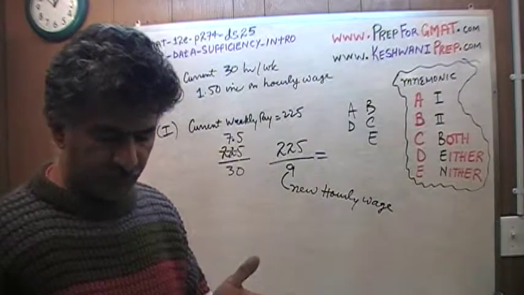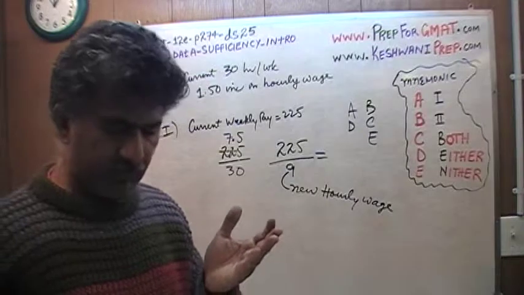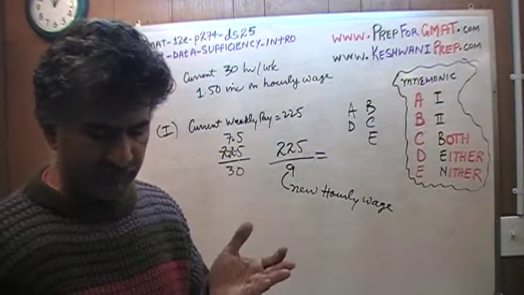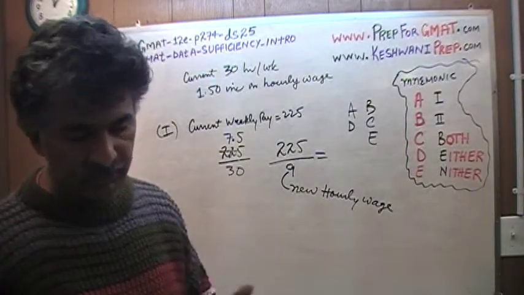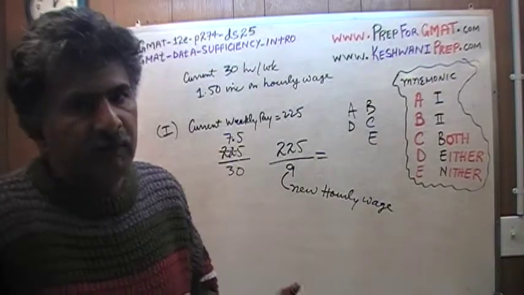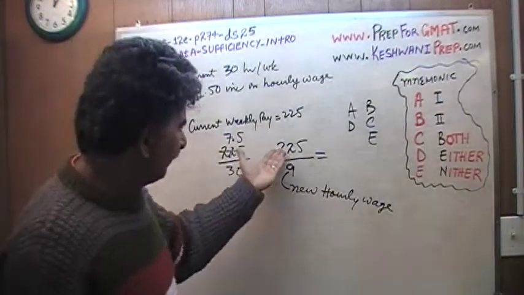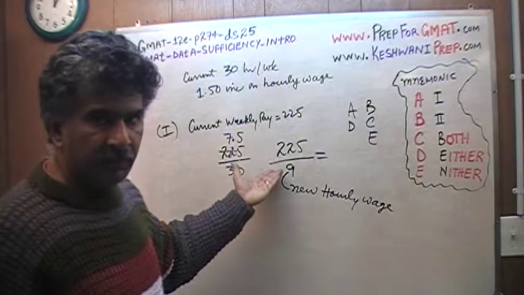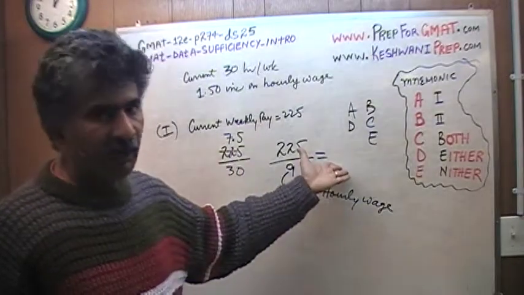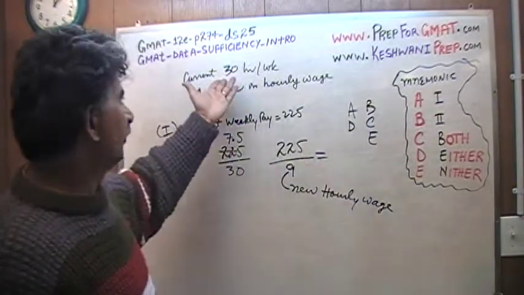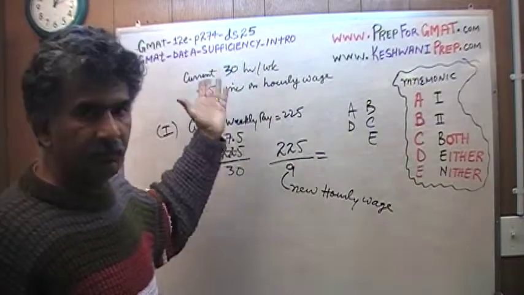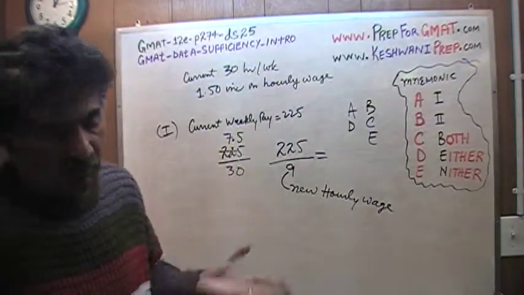How many fewer hours does she need to work per week and still earn the same gross weekly pay as before she got the increase? We can figure it out, because once we divide 225 by her new hourly wage, we will know how many hours she needs to work. We know that before she worked 30 hours, so we take the difference of the two, and that will tell us how many fewer hours she needs to work, and that's it.